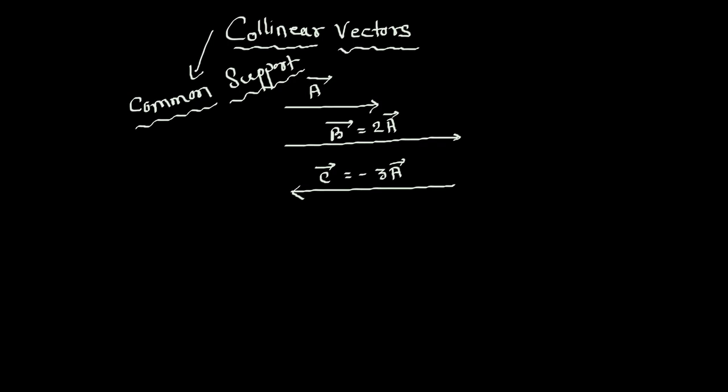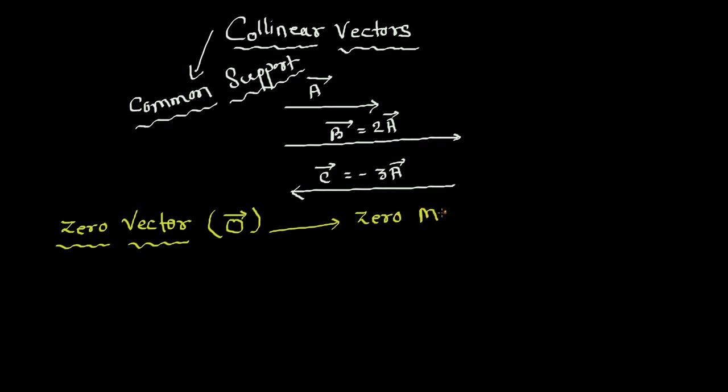Next is another important one, called the zero vector. What is this zero vector? It can be written in this form: 0 with a vector symbol. It is the vector having zero magnitude and arbitrary direction.